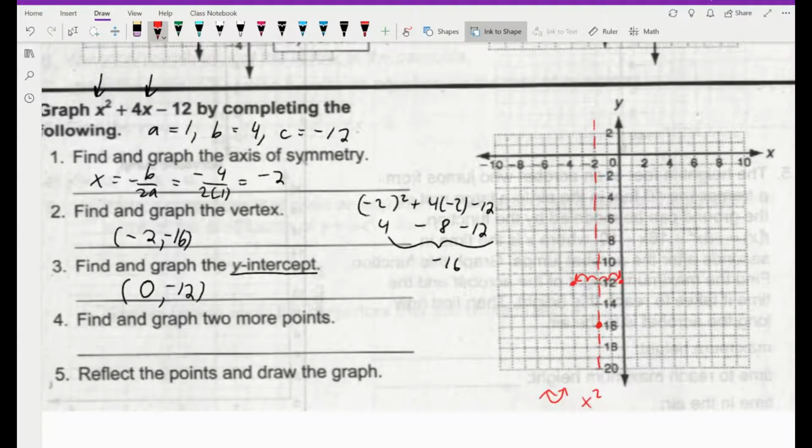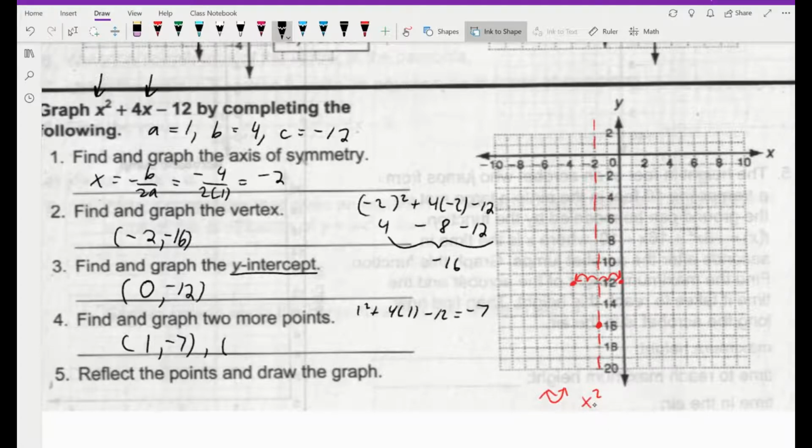Well, let's just find 2 more. So we'll find 2 more points. We'll plug in points close to the axis of symmetry. Let's see. Well, actually, I'll plug in 1, a nice number. If we plug in 1 back into the original function of x squared plus 4x minus 12, we will get 1 squared plus 4 times 1 minus 12. 1 plus 4 is 5. 5 minus 12 is minus 7.